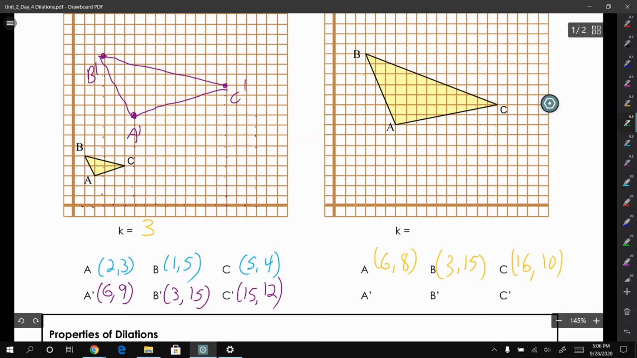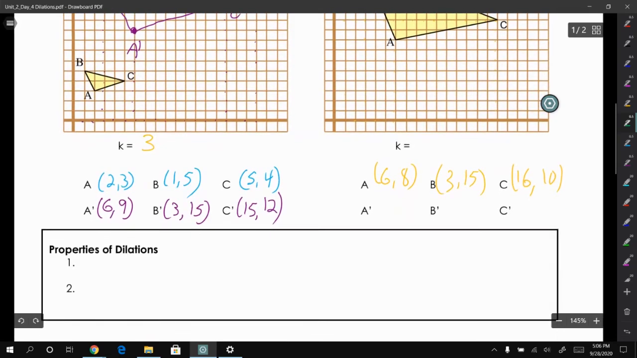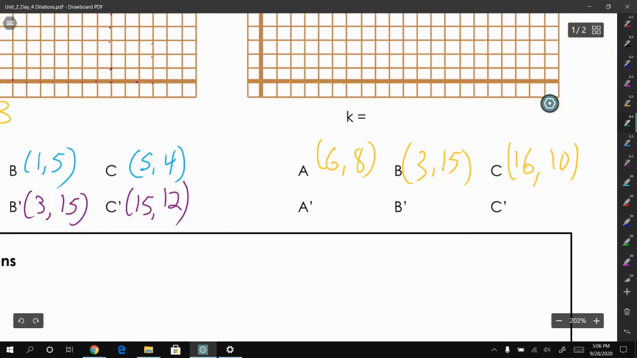Now we're going to multiply each of these coordinates by 0.5. So in the calculator, if you multiply 6 by 0.5, you get 3. If you multiply 8 by 0.5, you get 4. Multiplying by 0.5 is the same as dividing by 2. So we do that over here. 3 divided by 2 is 1.5. 15 divided by 2 is 7.5. 16 divided by 2 is 8. And 10 divided by 2 is 5.